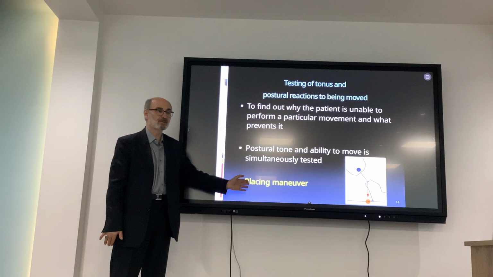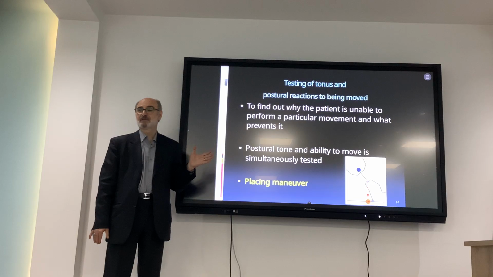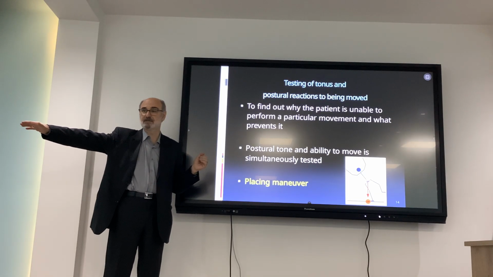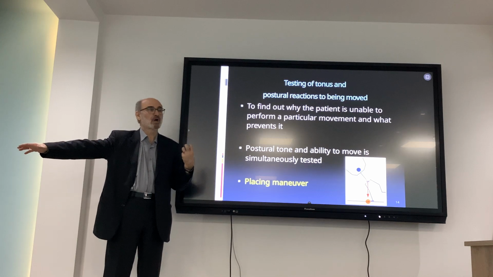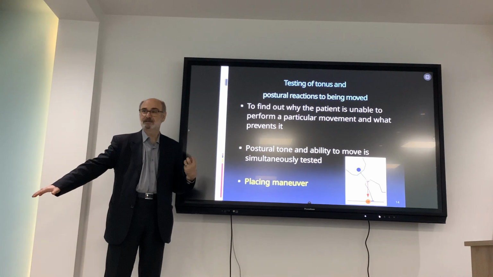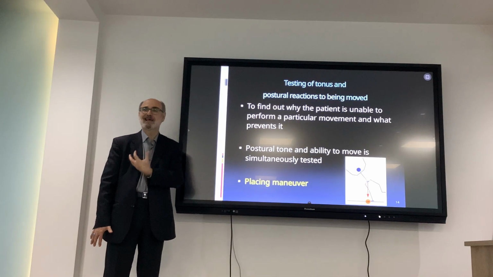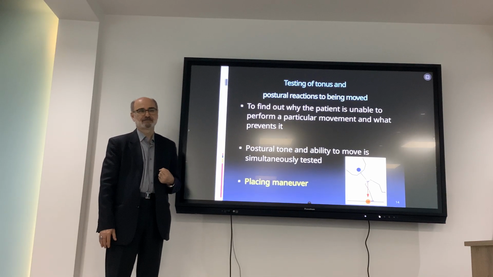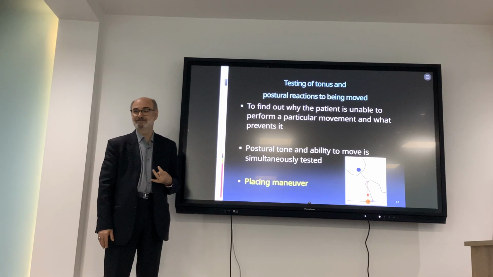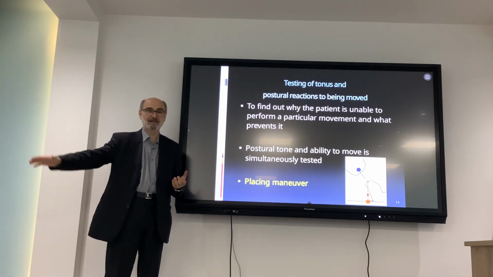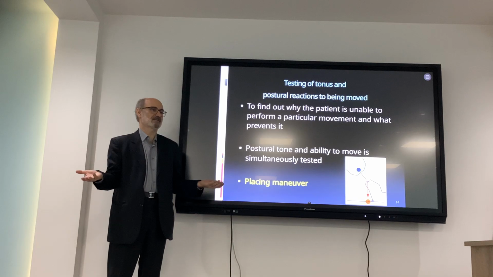Using the placing maneuver, we drop the affected upper limb from abduction 90 degrees, and the patient controlled it and placed it smoothly alongside the trunk. Was your treatment effective or not effective? In fact, you tested the postural reflex mechanism.